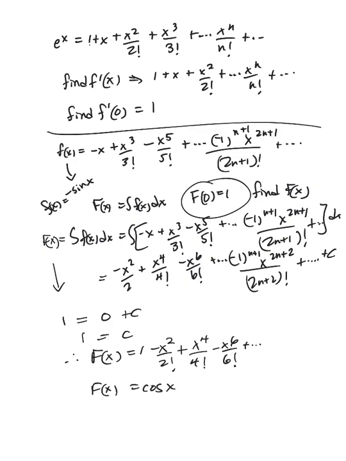Okay, why does that make sense? Because if we integrate negative sine x dx, we get cosine x plus c. So it makes perfect sense. All right.